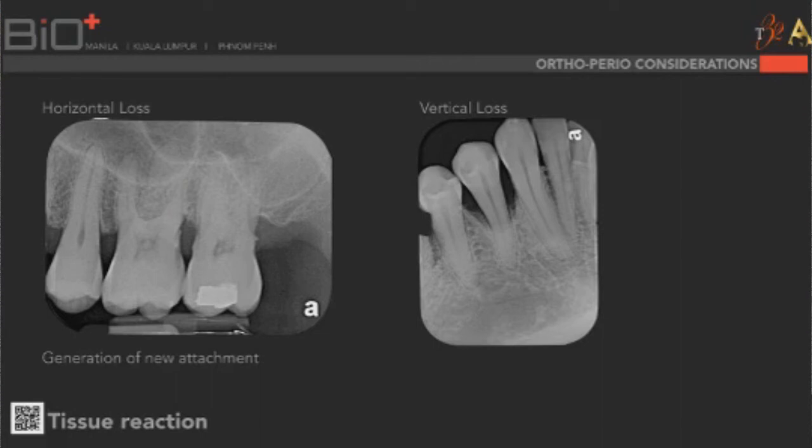Okay, so if you don't fix it, it doesn't make sense. And in the vertical loss, there's no new attachment that's going to happen, but there's a chance for you to have improved gingival levels. And you can do this by the help of your GTR, or guided tissue regeneration, or by injection of your growth factors.